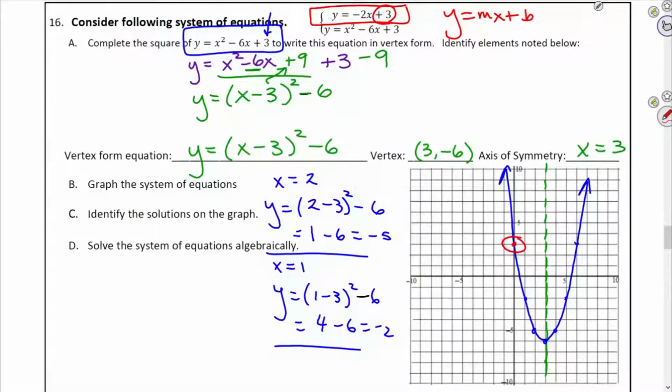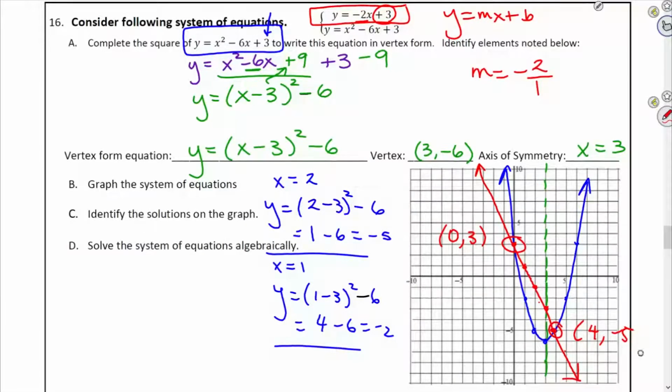I don't know yet. The slope is negative 2, or negative 2 over 1. So if I go over 1, I drop 2. Over 1, drop 2. And I have one right here. That's also going to be a solution. Okay, let me draw the full line in. Okay, I will identify the solutions on the graph, and that is the point (0, 3) and the point (4, -5). Okay, and then I'm asked to solve this system of equations graphically.